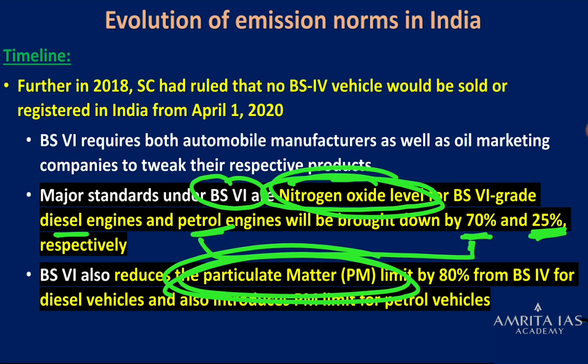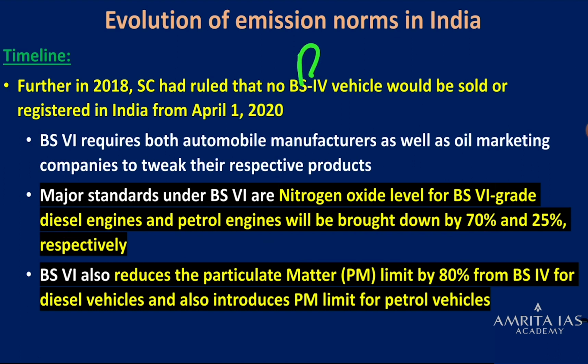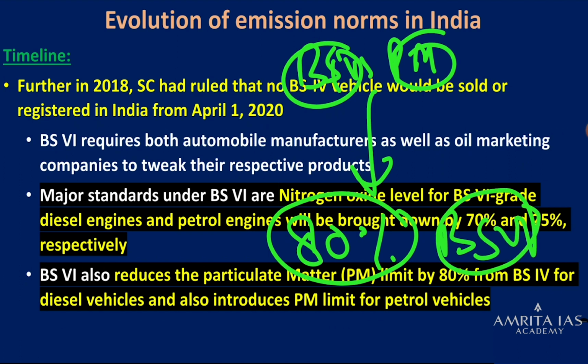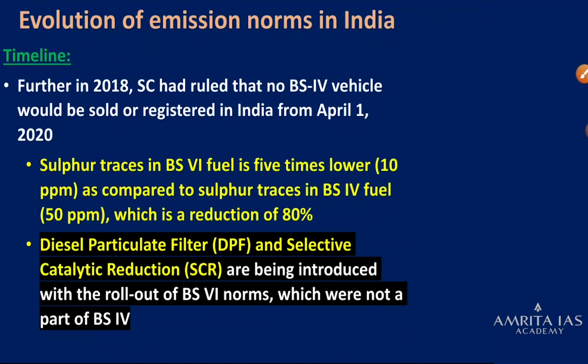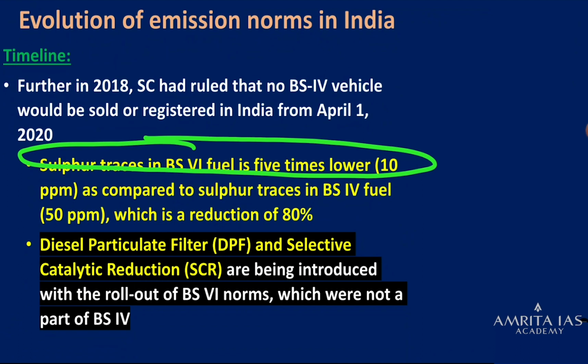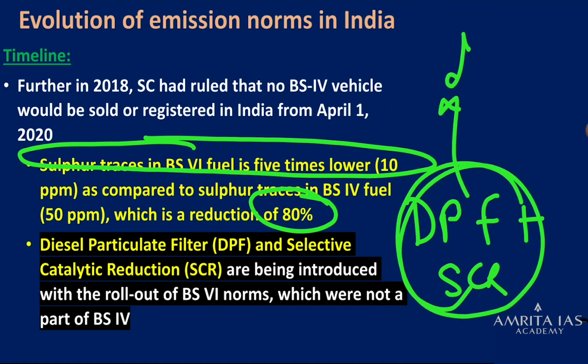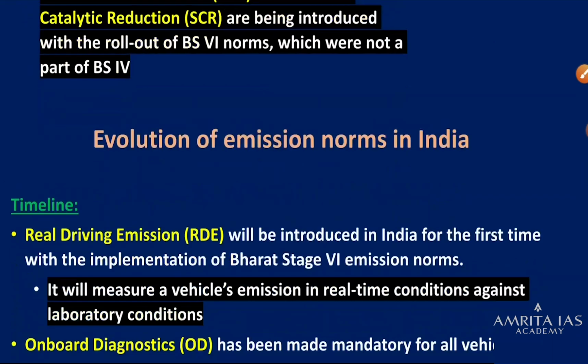Secondly, the most important impact will be on PM, particulate matter. Around 80% reduction from BS4. So whatever PM 2.5 was coming in BS4, an 80% reduction will be there from BS6 vehicles. That is a very good thing. Then if you talk about the surface traces, they are also less, so there is a reduction of 80%. Then the diesel particulate filter plus selective catalytic reduction, these things they have to include in the vehicle. These are now mandatory. Earlier they were optional, but now they are being made mandatory.